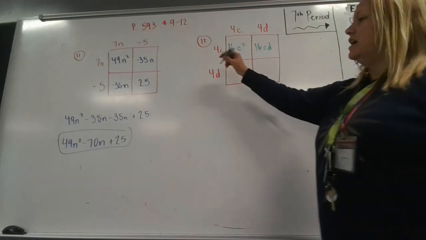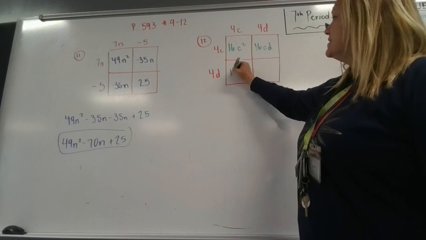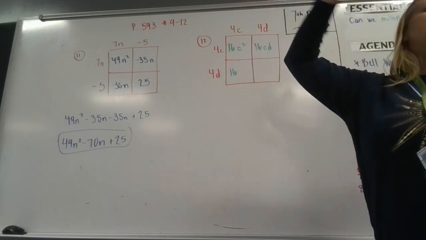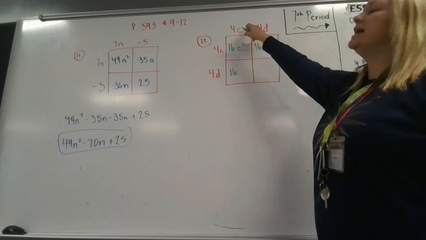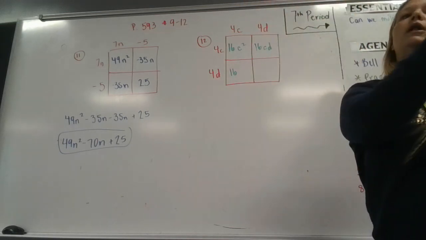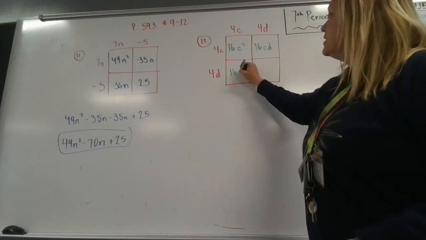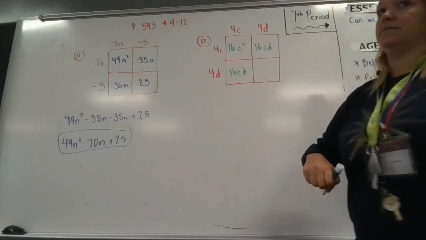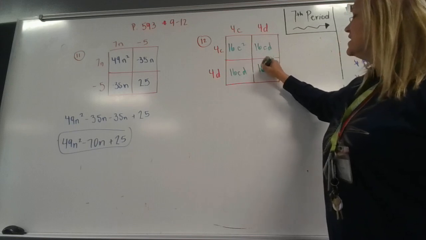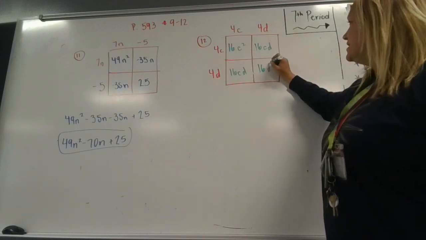All right, 4 times 4 is 16 again. Look, this is going to make it easier if you hear this. d times c is cd. We typically, when there's two letters, put them in alphabetical order. So I'm still going to put the c in front of the d. And then 4 times 4 is 16. And d times d is d squared.